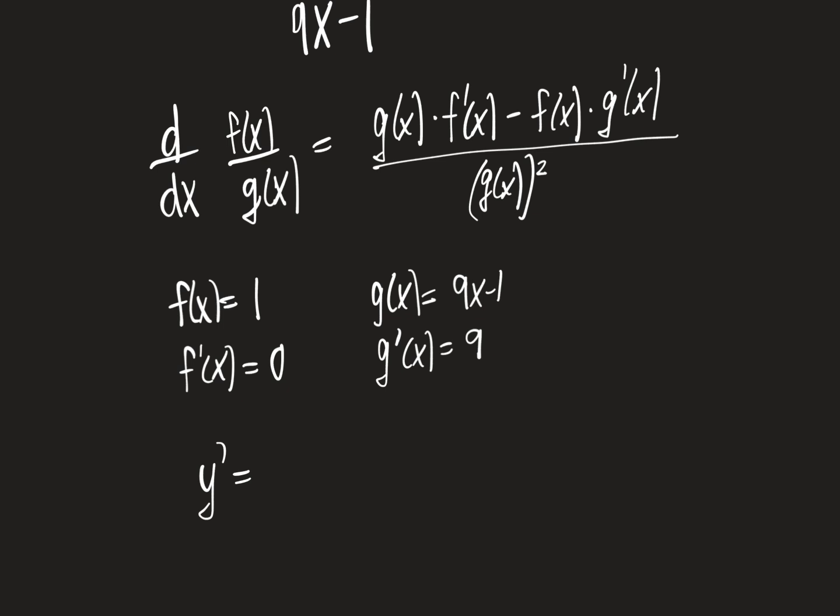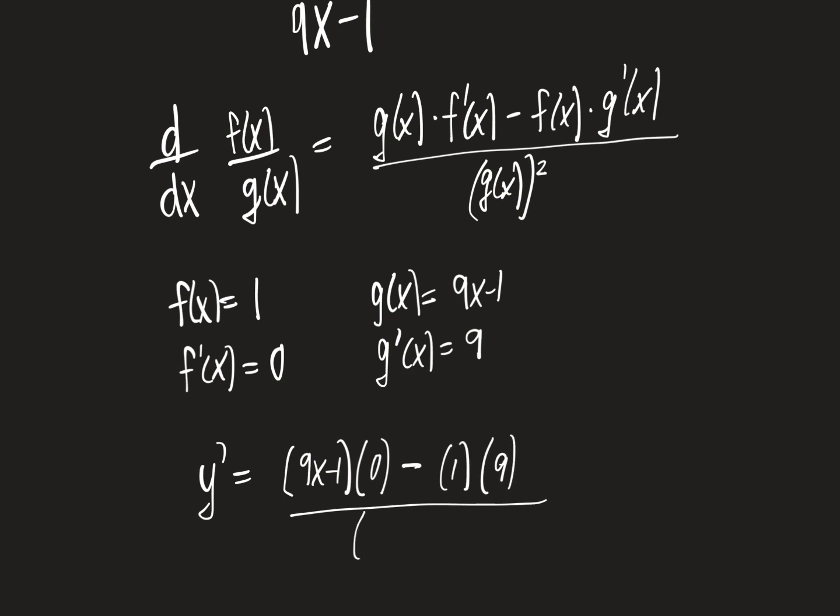Anyway, so we're going to start with our original denominator, which was 9x minus 1, times the derivative of our numerator, 0. And again, I'm just following the quotient rule right here, minus the numerator of 1 times the derivative of the denominator, which was 9, all over the denominator squared.